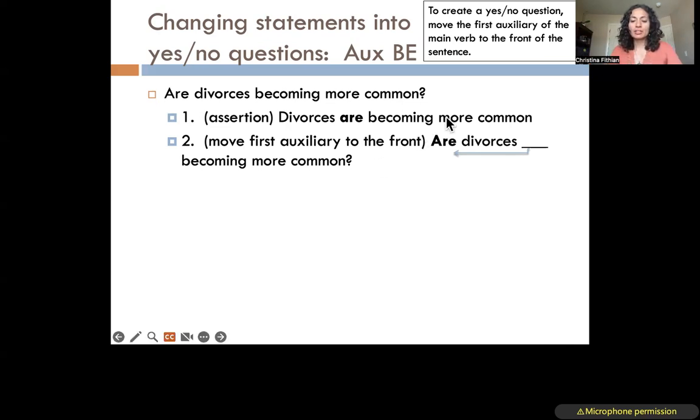Now, actually, I'm going to take out "more" in the practice sentences because we haven't talked about "more" yet. So in this case, the next step is we're just going to move that auxiliary out, and we get "Are divorces becoming more common?" Remember that auxiliary verbs always originate next to their main verb or another auxiliary verb. They all like to stay together, and then it's only at the end that we move them, but they always originate next to the main verb.